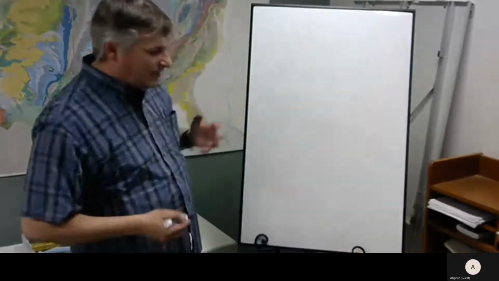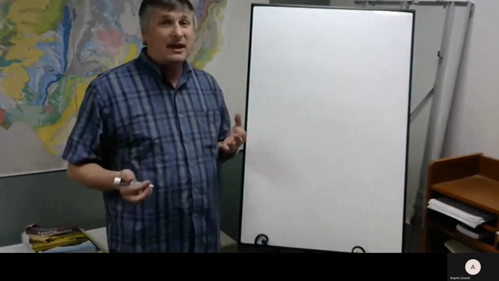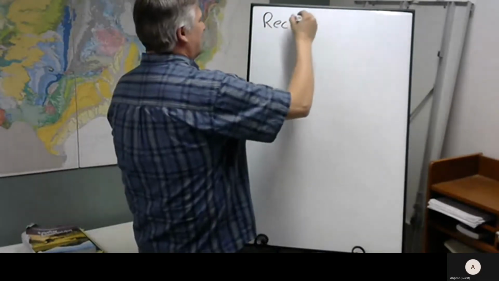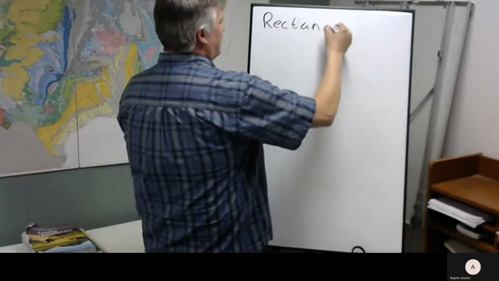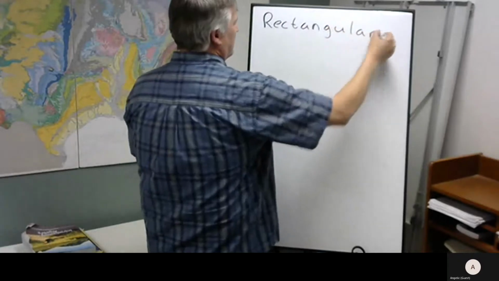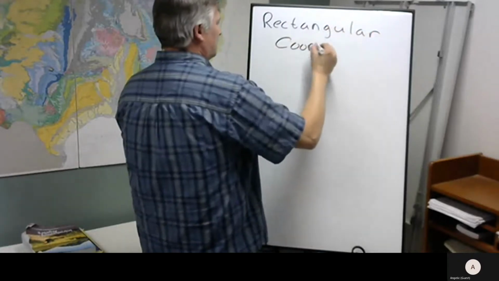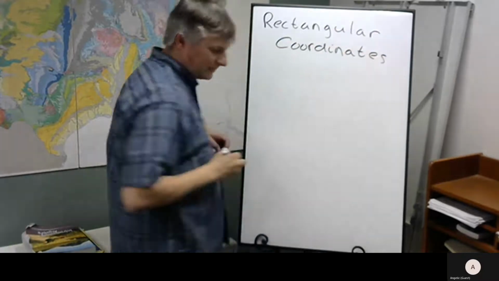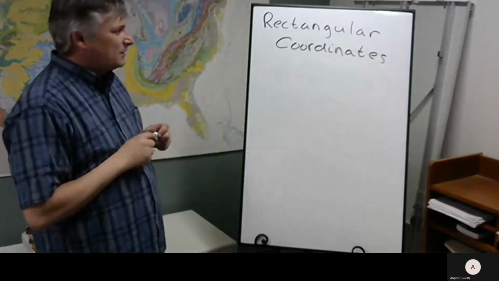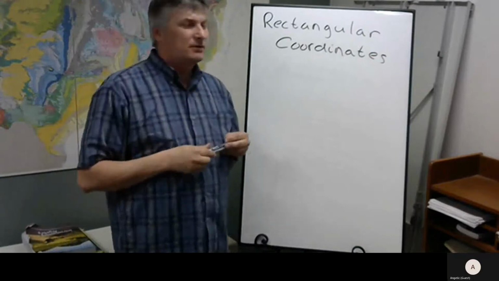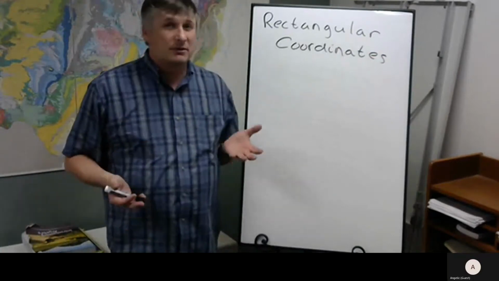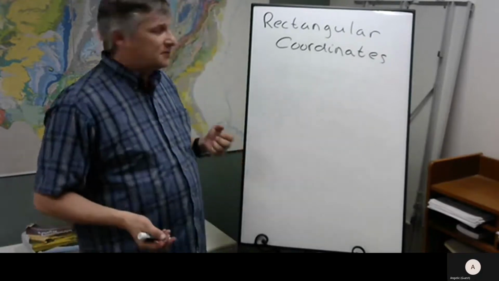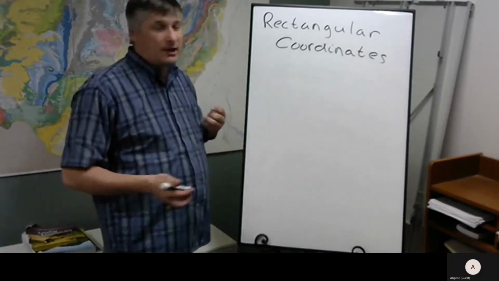So what we're looking at in this section is rectangular coordinates. You can kind of think of rectangular coordinates as like a map. You're going to be looking for locations on this map. Now, the rectangular coordinate system is made up of two number lines.